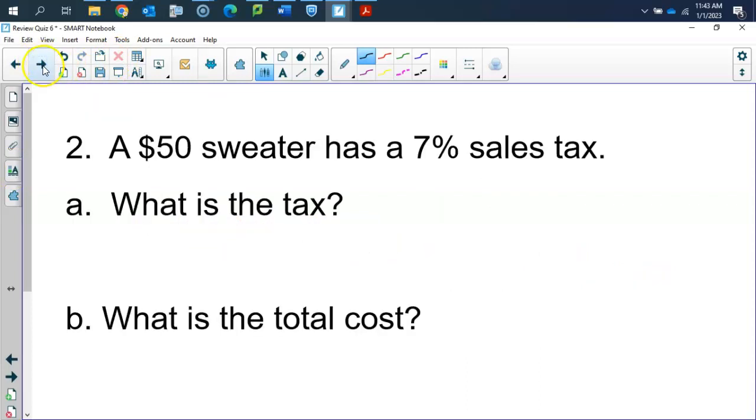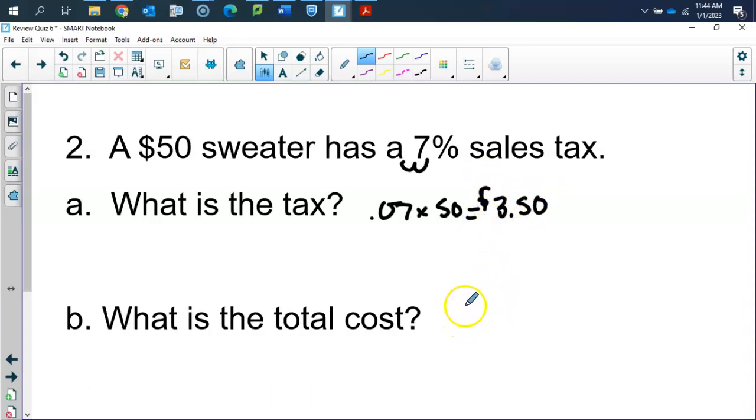All right, number 2, a $50 sweater has a 7% sales tax. Part A, what is the tax? Go. Well, the tax is 7% of 50. So we're going to change 7% to a decimal, 0.07 times 50. And that gives you, your calculator is going to say 3.5, but that's not money. It's $3.50. Make sure you make it money.